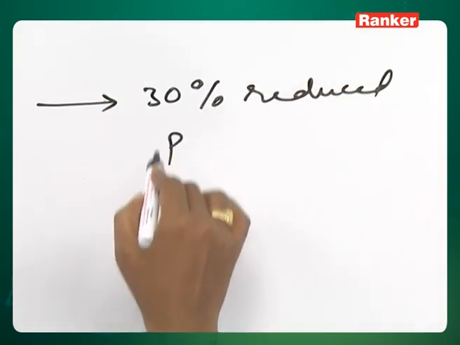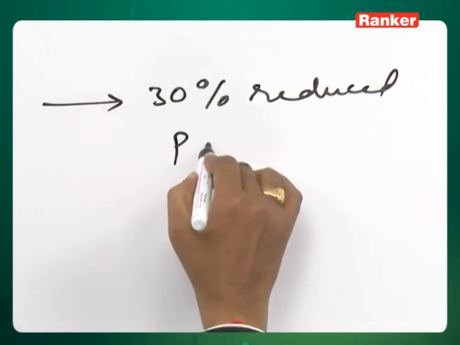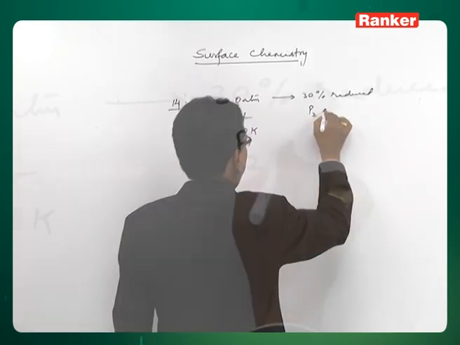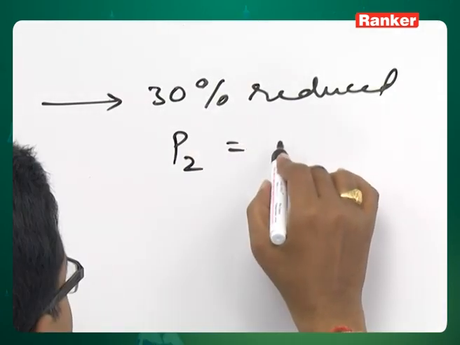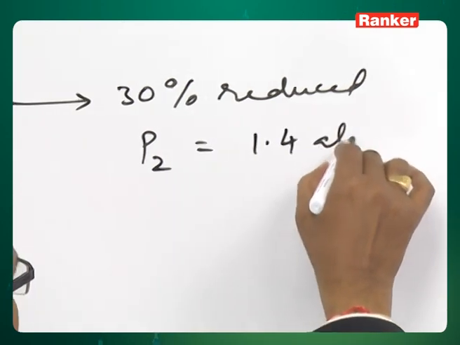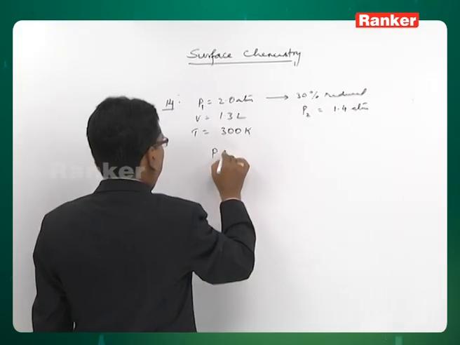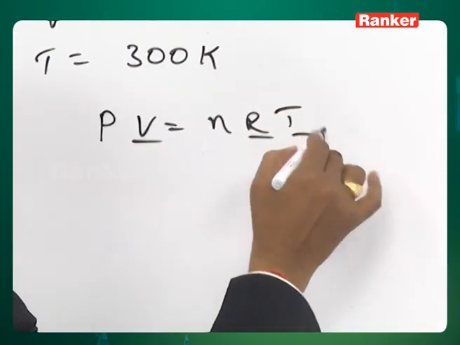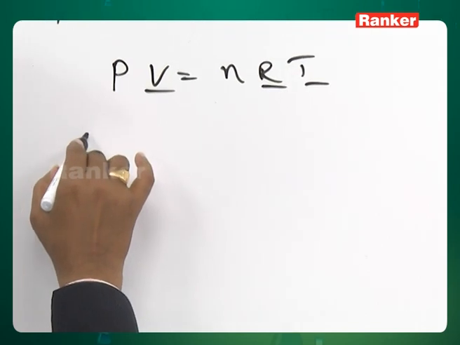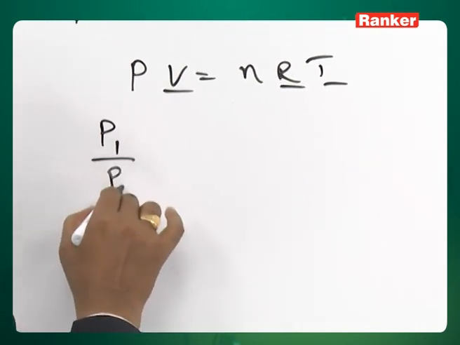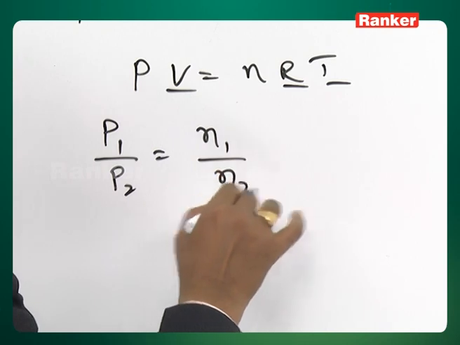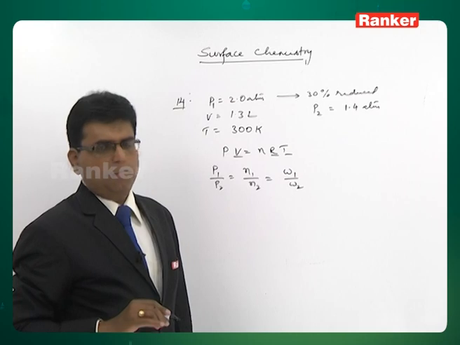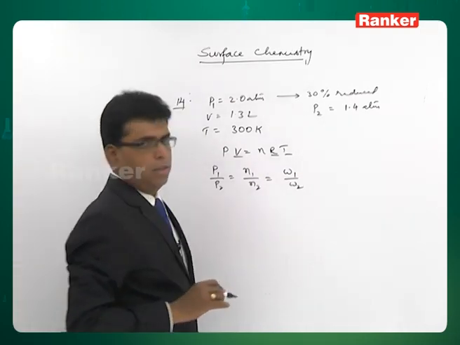So, the pressure has become what you call... If this is the initial pressure, then this is P1 and this is P2. This P2 will become equal to 1.4 atmosphere. Now from the ideal gas equation, PV = nRT, where V, R, T are constants, you can write that P1 by P2 is equal to n1 by n2, which is equal to W1 by W2. P1 by P2 is equal to W1 by W2.